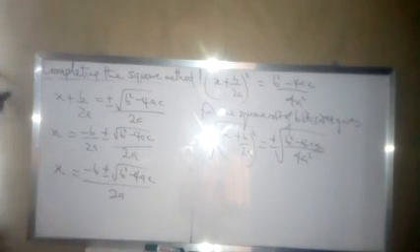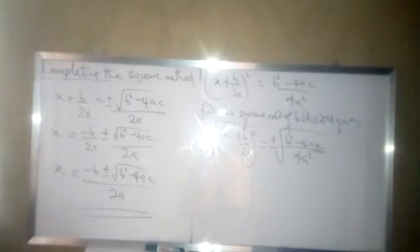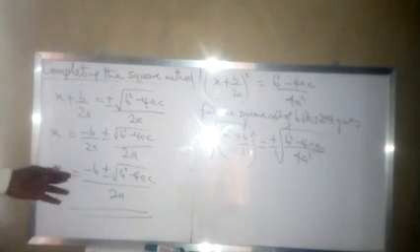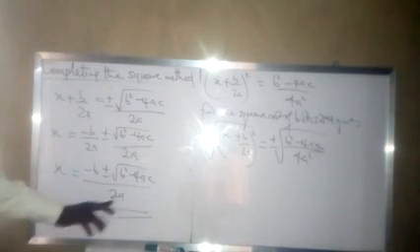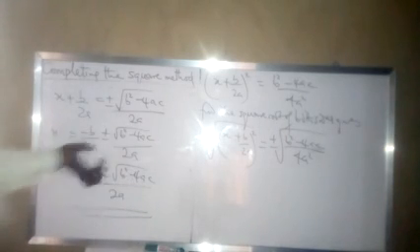Therefore, to find the value of our x, which is the unknown in the general quadratic equation, it will be minus b plus or minus the square root of b squared minus 4ac all over 2a. This formula is what is now called the general formula for solving quadratic equations.